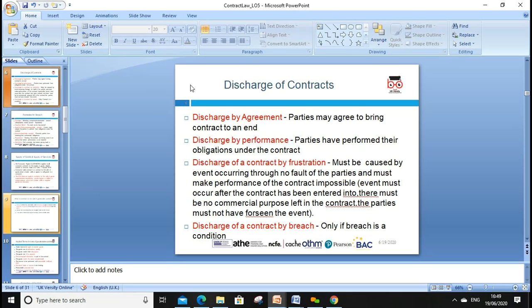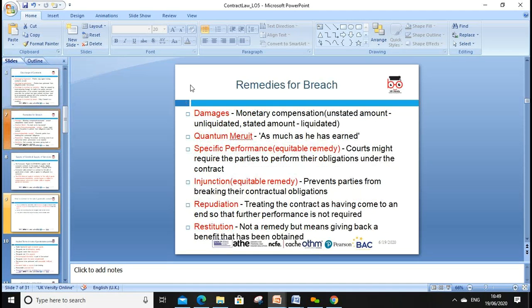Discharge of the contract by breach: only if the breach is a condition. So we can look around. Then next we learn about damages. It can be monetary compensation. Next is quantum meruit, as much as you earn. This is terminology in damages.